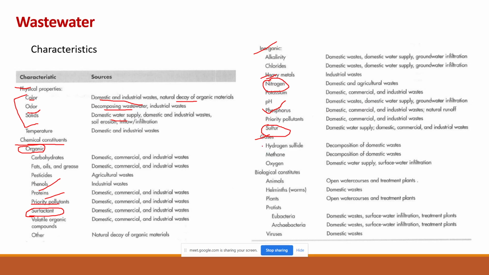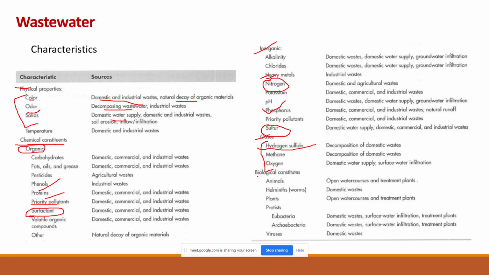When we talk about gases, mostly there are three gases: hydrogen sulfide, methane, and oxygen. Hydrogen sulfide is the main gas which is responsible for the offensive odor of wastewater. It is basically due to decomposition of the domestic waste.